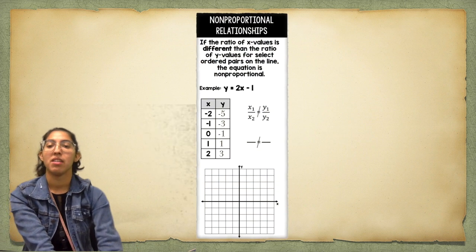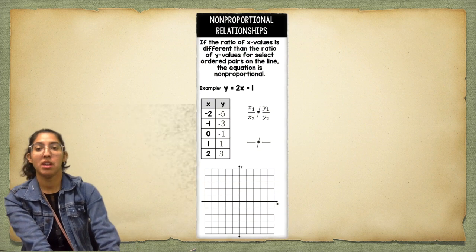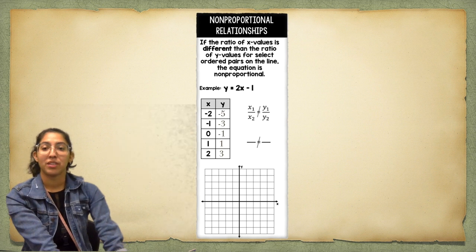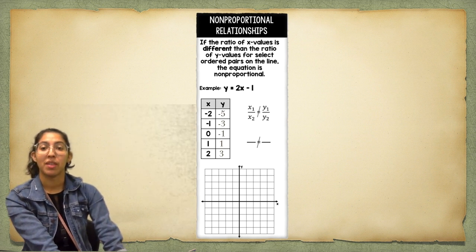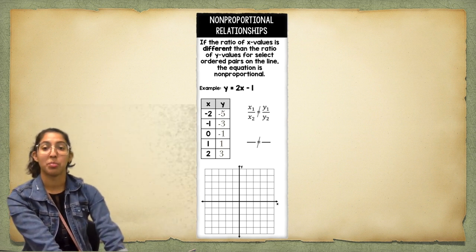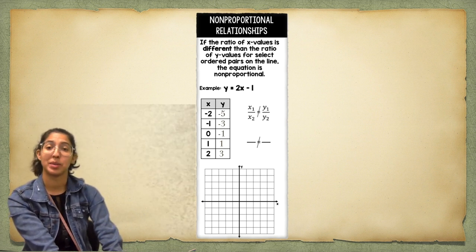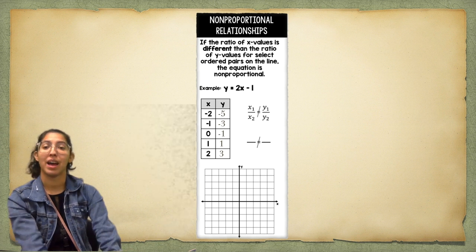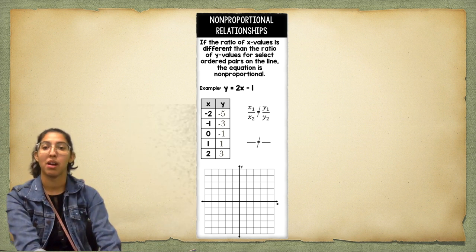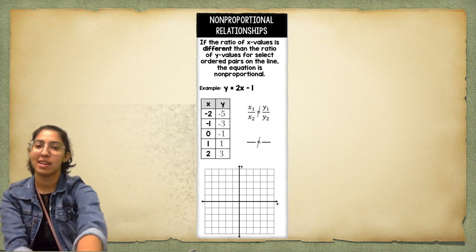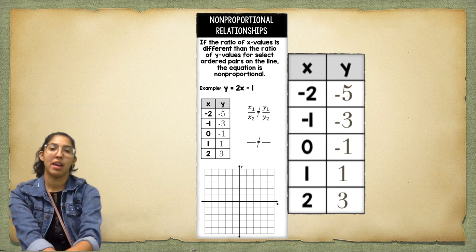So let's look at a non-proportional example. If the ratio of x values is different than the ratio of y values for select ordered pairs on the line, then the equation is non-proportional. Also, if it's in the form y equals mx plus b, meaning we are adding or subtracting something, that would not be proportional. So let's take this table and make it bigger and look through it.